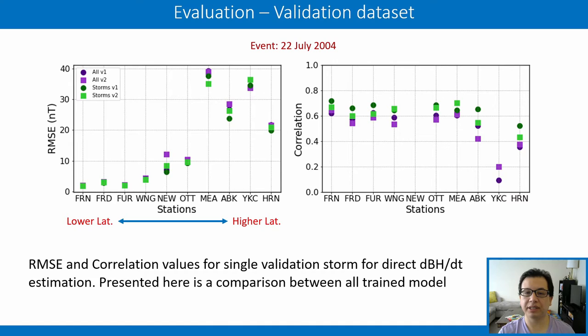What is interesting from this figure is that unlike the test dataset, for the validation dataset, the RMSE of the model that uses all available data and the model that uses storm time only data are now very similar, with storm time only being even lower for some stations. For correlation coefficients, storm time only presents a higher correlation coefficient.